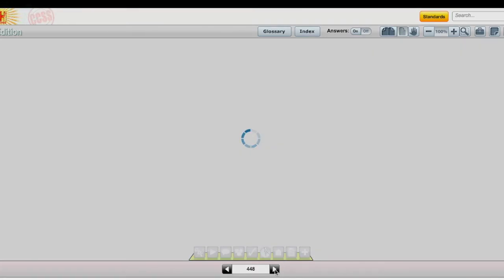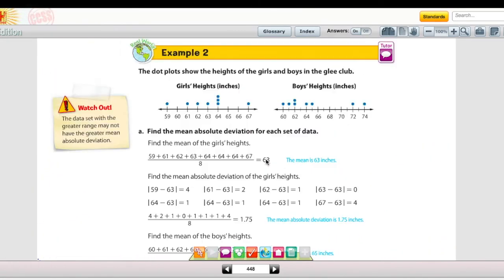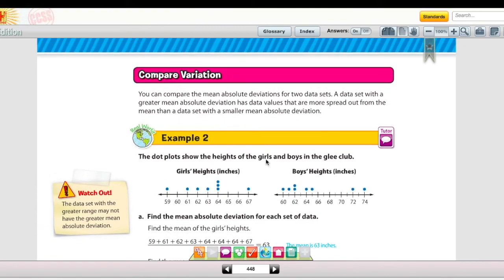Moving on to example 2 on page 448, you're going to be comparing variation with two data sets. Notice right here it says a data set with a greater mean absolute deviation has data values that are more spread out than the one with the smaller mean absolute deviation. That's an important concept to keep in mind.